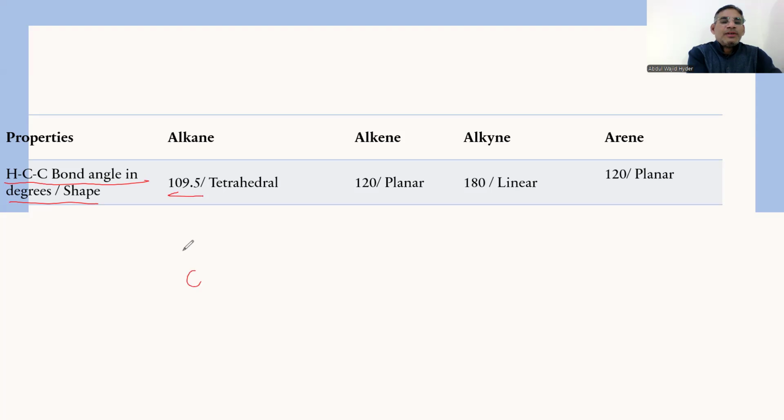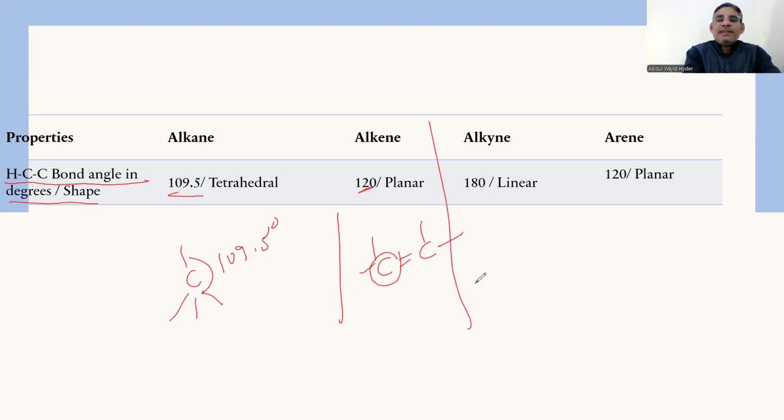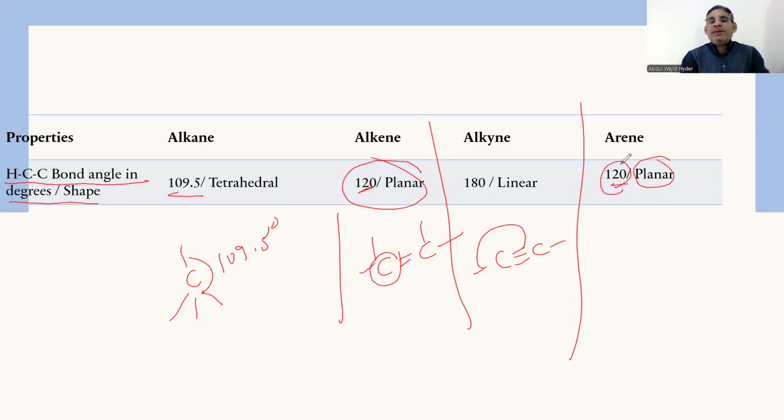In alkane, shape will be tetrahedral and bond angle will be 109.5 degree. In alkene, shape will be planar. This is alkene now. So the shape will be planar and bond angle will be 120 degree. In alkyne, it will be linear. This is linear shape and bond angle will be 180 degree. And arene, since in arene also hybridization is similar to alkene, their bond angle and shape will also be same, that is 120 degree and planar in shape.